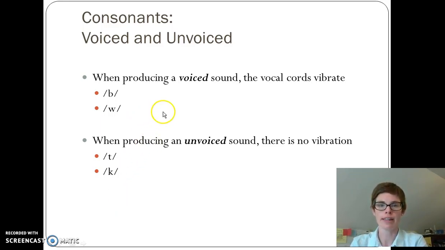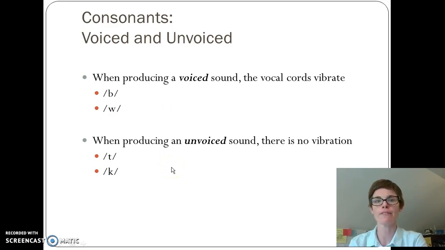A voiced consonant produces a sound, and your vocal cords vibrate when you say it. So if you put your hand right here on your throat and you say b, b, b, you can hear your vocal cord vibrating. Or you can say w, w, w. You don't hear it, you feel your vocal cord vibrating. That's a voiced consonant because your vocal cord vibrates.